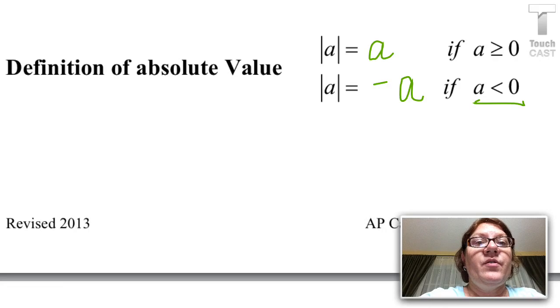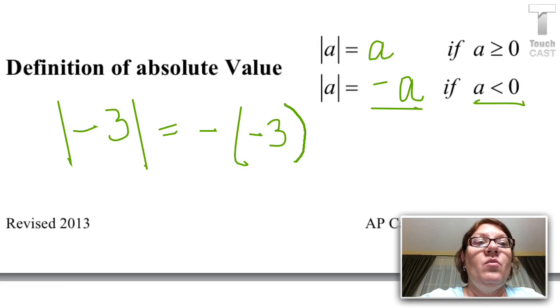And I realize the first one is easy to understand. Let's look at a simple example for the second one. So if the inside was negative 3, you know the absolute value of that is positive 3, but what we're really doing is following the definition, which is negative of what's inside, which is how we generate positive 3.